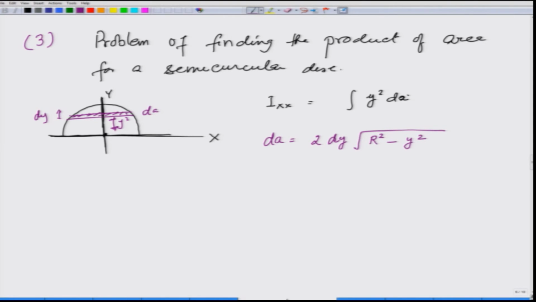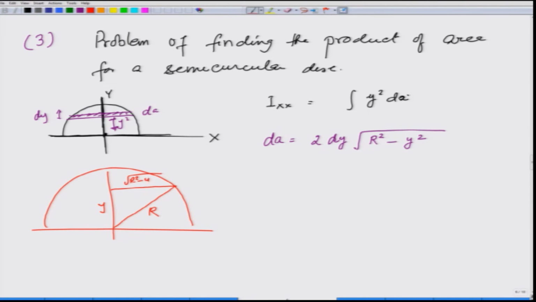All right. So, let me make it again to show it clearly. This is the semicircular thing. This distance is r, this is y, and therefore, this is square root of r square minus y square. This entire distance becomes 2 times the square root of r square minus y square. And therefore, Ixx is going to be 2 integral y square times square root of r square minus y square dy, and y varies from 0 to the radius r.